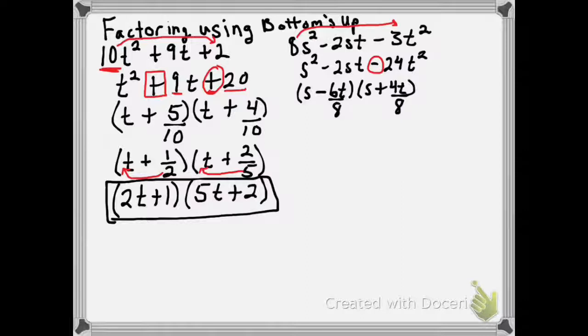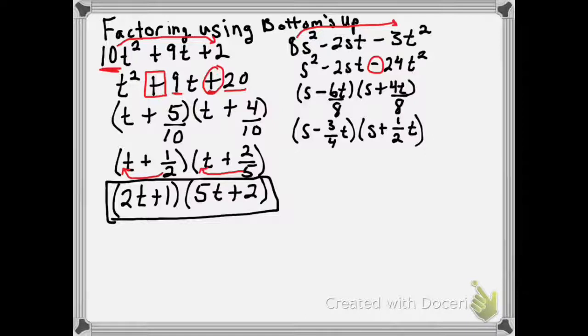And then we'll simplify those fractions again. With the 6 over 8, 2 divides evenly into each of those. It becomes 3 over 4. And don't forget your t. And with 4 over 8, that simplifies to 1/2. Again, don't forget the t.